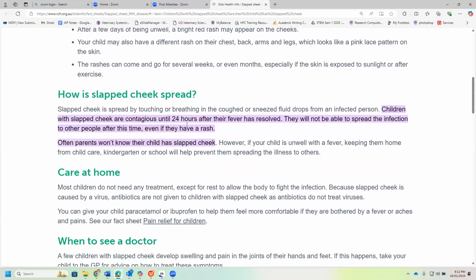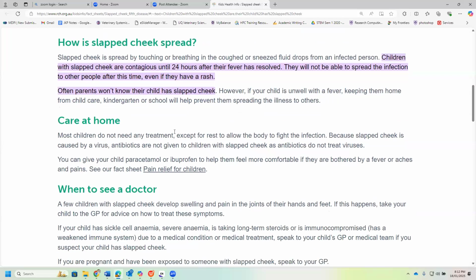It can spread in the first few days before the rash appears, by the respiratory droplet pathway. And once the fever has resolved or the rash appears, the child is no longer infectious. It's a viral infection, so we know we can't give any antibiotics. So we just give symptomatic treatment, making the patient comfortable with paracetamol and ibuprofen. And when we see that the patient is not improving, then we seek help.